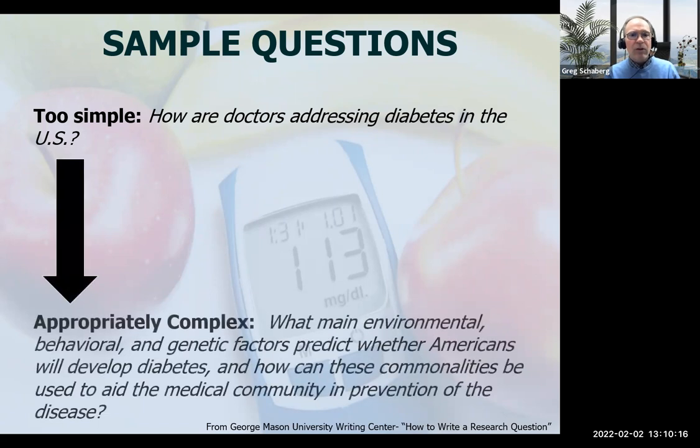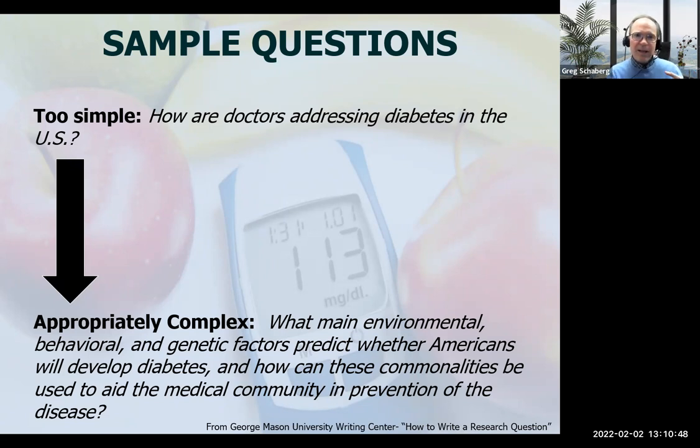So you narrow your focus to: what main environmental, behavioral, and genetic factors predict whether Americans will develop diabetes, and how can these commonalities be used to aid the medical community in prevention of the disease? So now your research is focused on these factors and how the medical community can use these factors to help the broader community avoid developing diabetes.